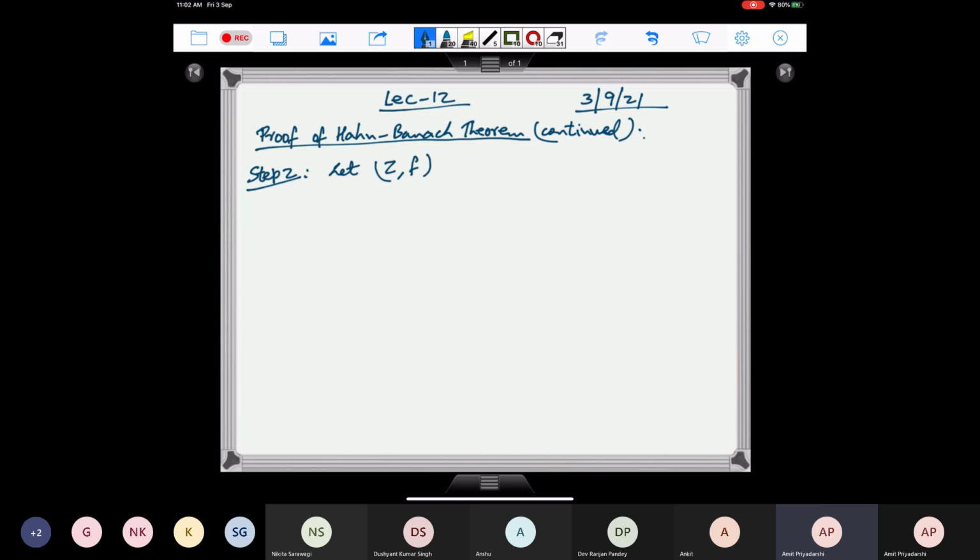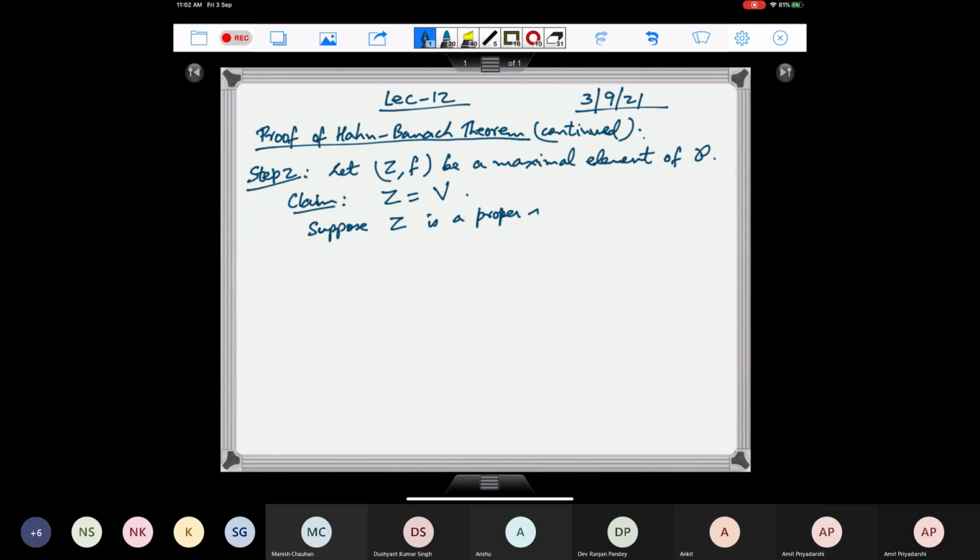Let (Z, F) be a maximal element of the partially ordered set. The claim is Z equals V. So suppose Z is a proper subspace of V, and let x naught belong to V and x naught not in Z.